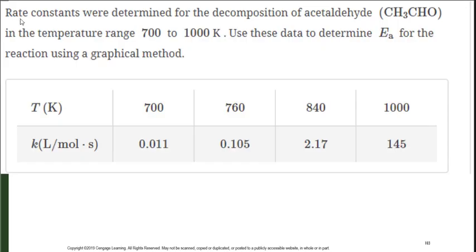So 250 kilojoules per mole. Our next sample problem, we're told that rate constants were determined for the decomposition of acetaldehyde in the temperature range 700 to 1000 Kelvin. Use this data to determine the activation energy for the reaction using a graphical method. I'm given temperature and I'm given rate constants at 1, 2, 3, 4 different time periods. Let's do the same thing we just did for this last one.